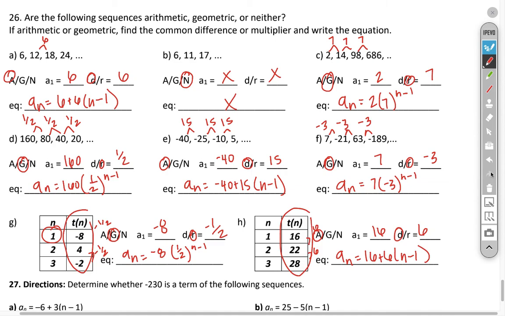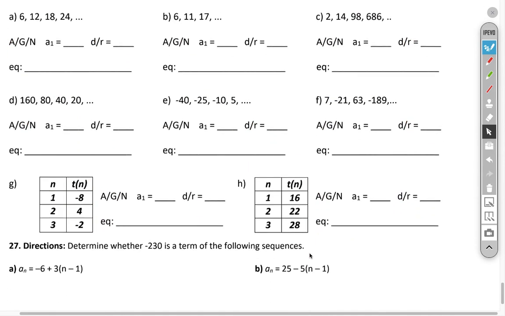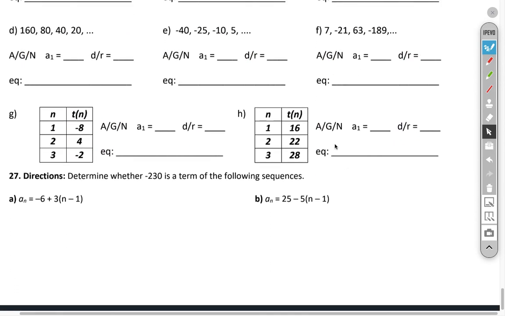Okay, guys, we have 2 questions left. Can we do it? Let's see. Determine whether negative 230 is a term of the following sequences. So if we're trying to figure it out, we're going to plug it in. These are outputs for a sub n. So we have negative 230 equals negative 6 plus 3 times n minus 1.